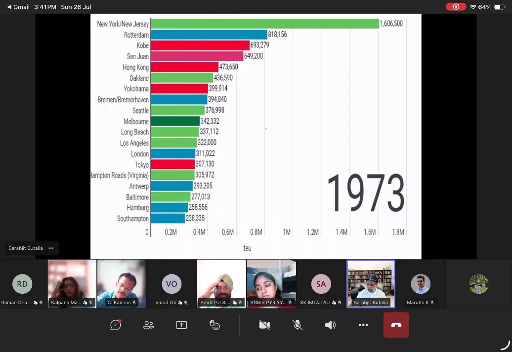And I want you to look at this story. All this data I've given you. In 1973, Singapore is nowhere on your horizon. New York is 1.6 million containers. Singapore is not there. Maybe the closest Asian port is Kobe, about 600,000 containers, and Hong Kong 400,000.